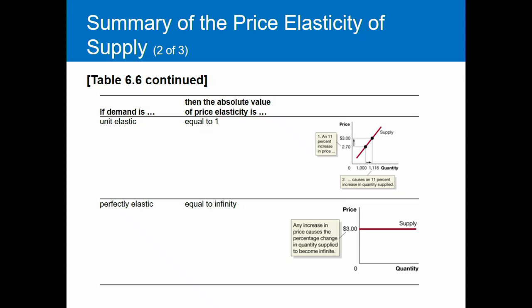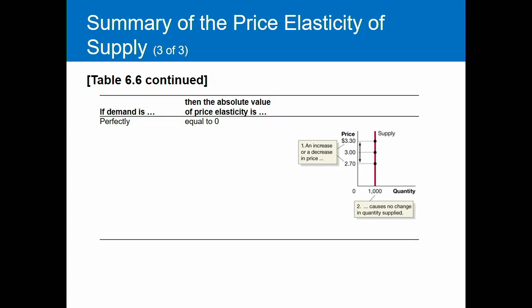Then we have perfectly elastic, which is the horizontal supply curve. And then perfectly inelastic, which is the vertical supply curve.